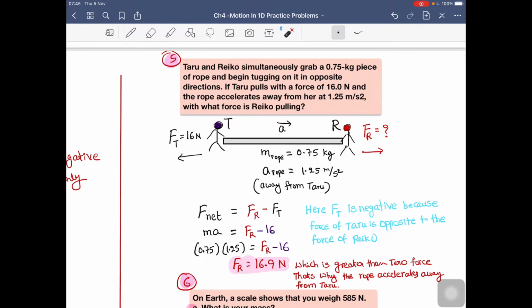If you take Taro pulling west, the acceleration of the rope is towards the east, the positive direction.